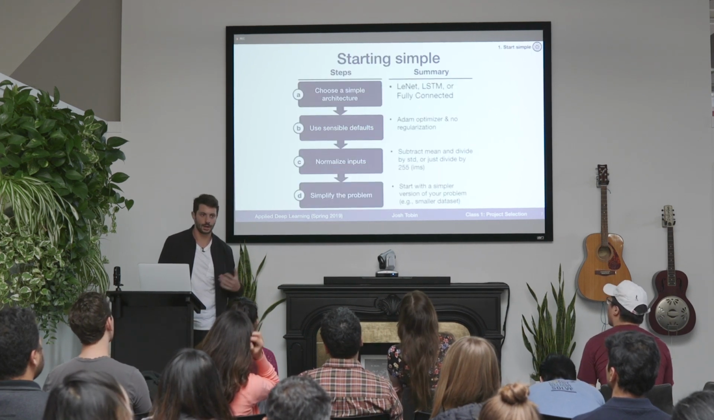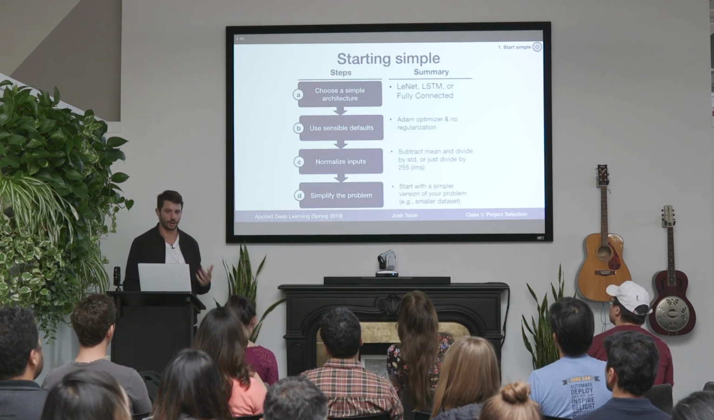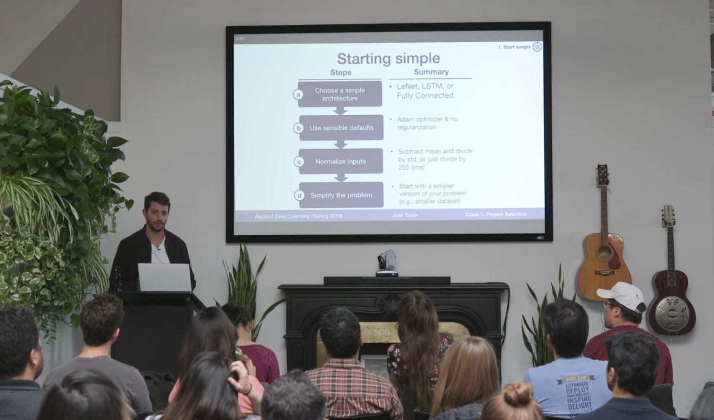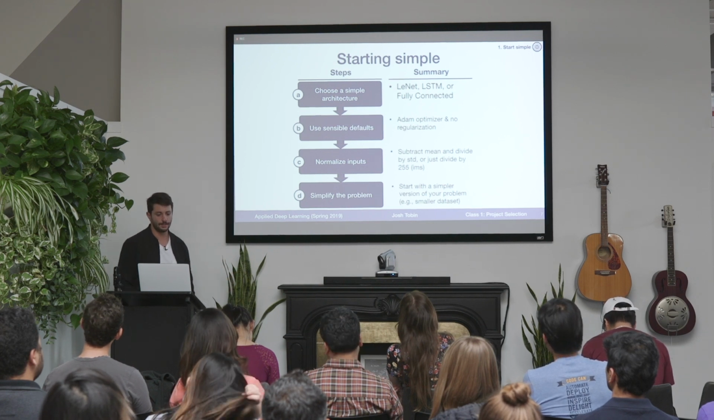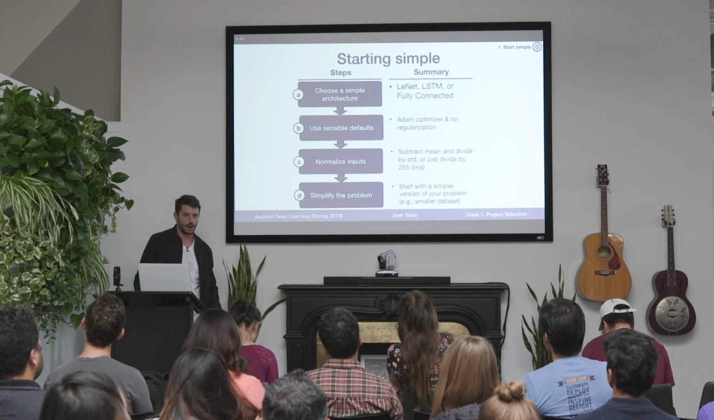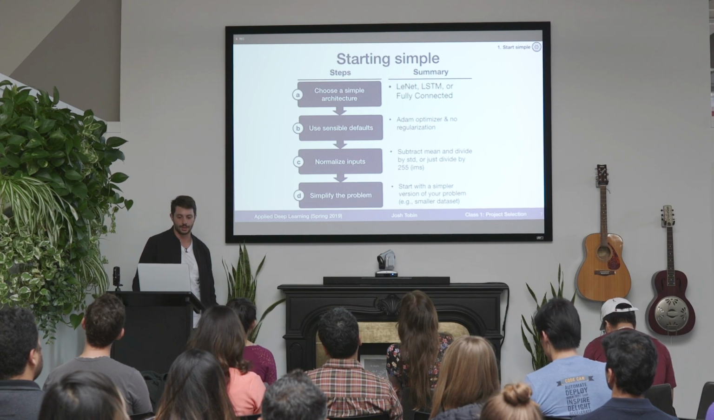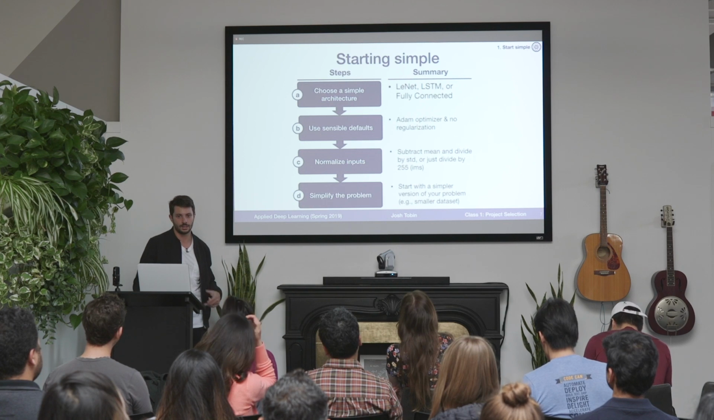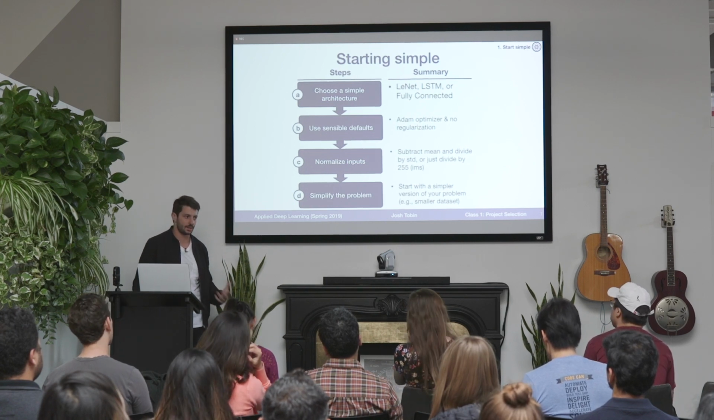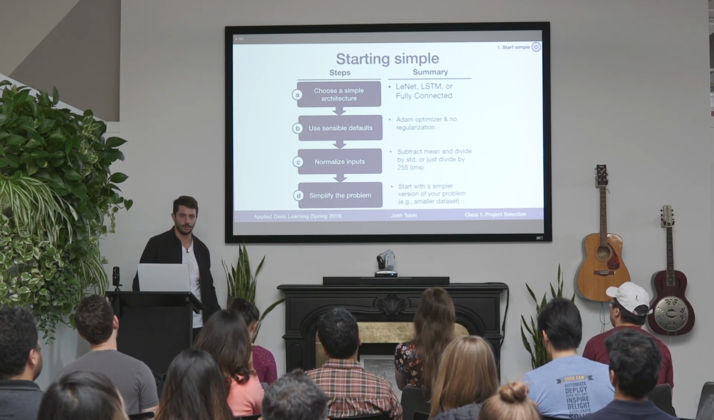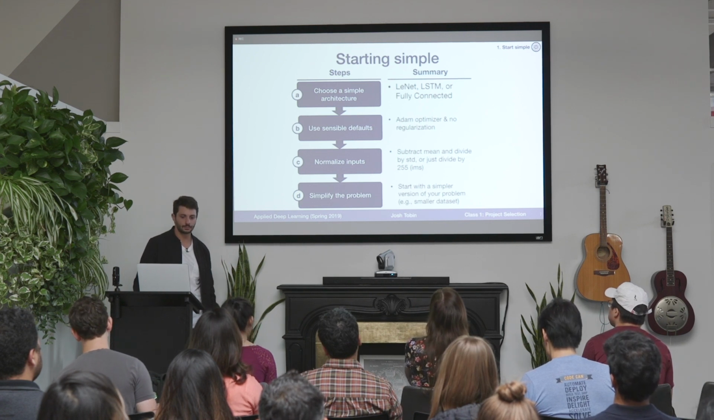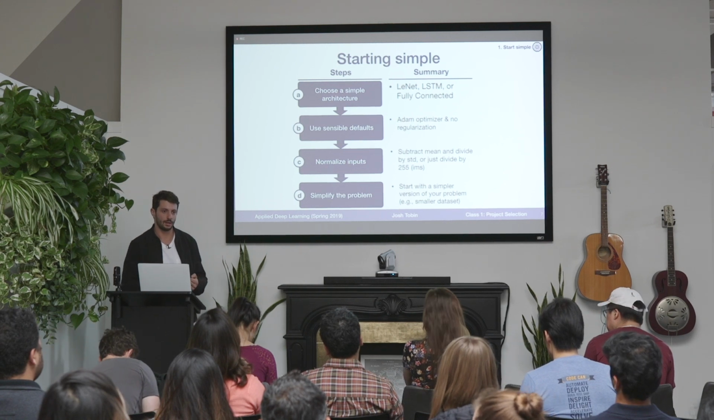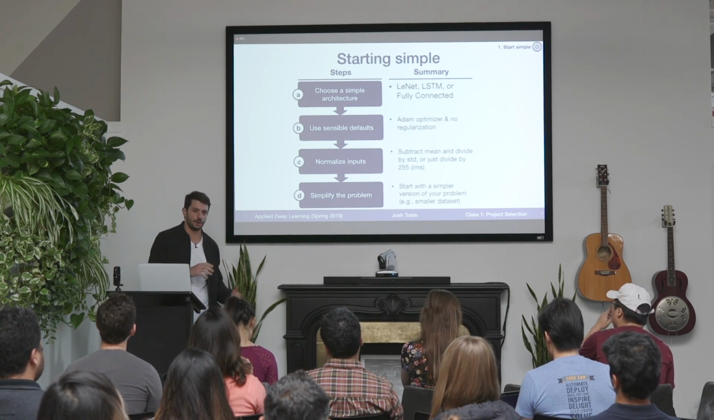So starting simple, again, there are a few steps here. Simple architecture. To start, there are only a few model architectures that I really consider for version 0 of the project. I would almost always start with Adam optimizer, no regularization, normalized inputs, and if you can, a simpler version of the problem. So maybe a small synthetic data set or fewer classes or something like that. And again, this is all in service of making sure that you can get something working end-to-end right away and convincing yourself that there are no bugs in your pipeline.